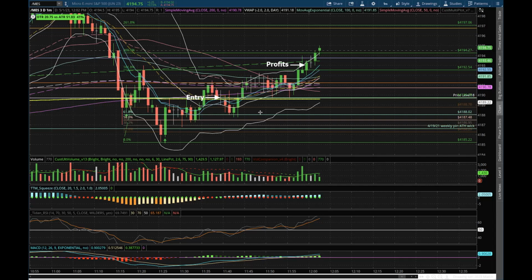And then where's your 666? This is the 666 right here. Yeah, so when it touched back down here, the 666, that's when it did this and started making price action, that's when I really started to feel good about it. And then the push came.